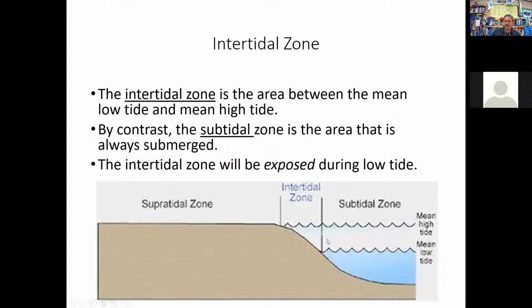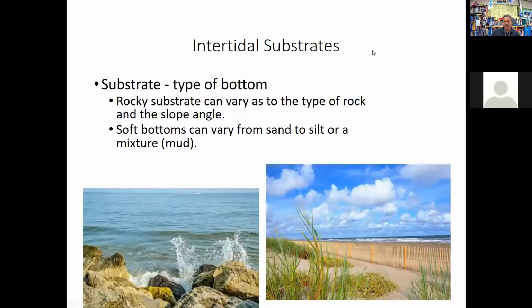Today, though, the thing about the intertidal zone is organisms that live here have to be adapted to all kinds of different situations, especially the fact that for part of the day, they're going to be out of the water, which will increase the temperature, and they've got to stay moist. So let's see how those guys do that. Well, before we do that, let's take a look at the substrates.